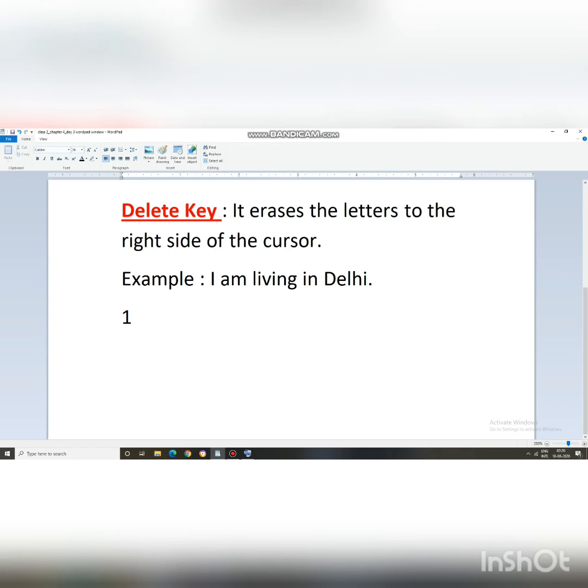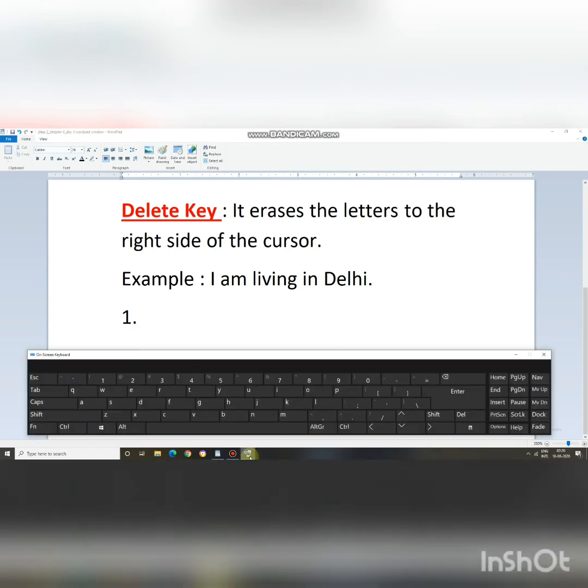Now I'll show one more example. Let's say example number 1. Let me show you the on-screen keyboard. What is the spelling of CPU? Central Processing Unit, right? C capital, Central, Processing, Unit.